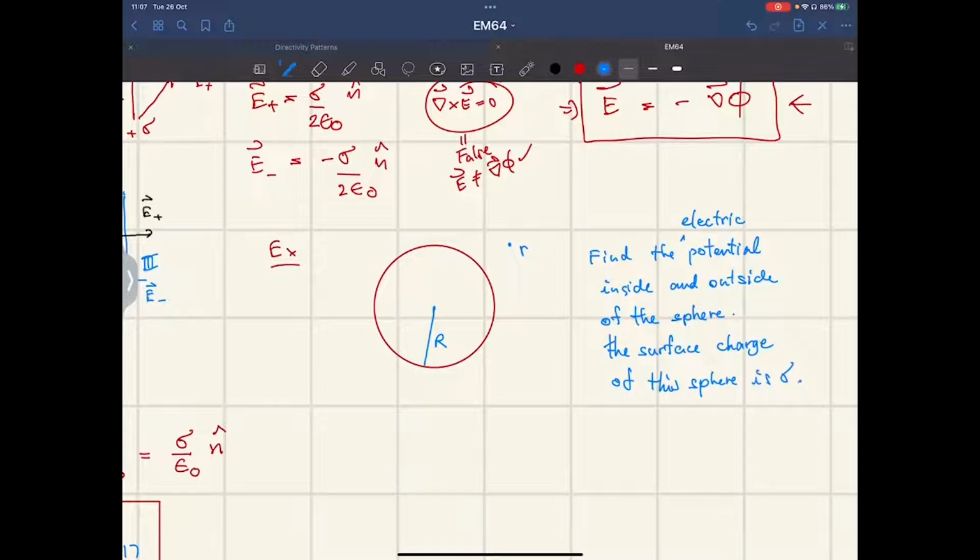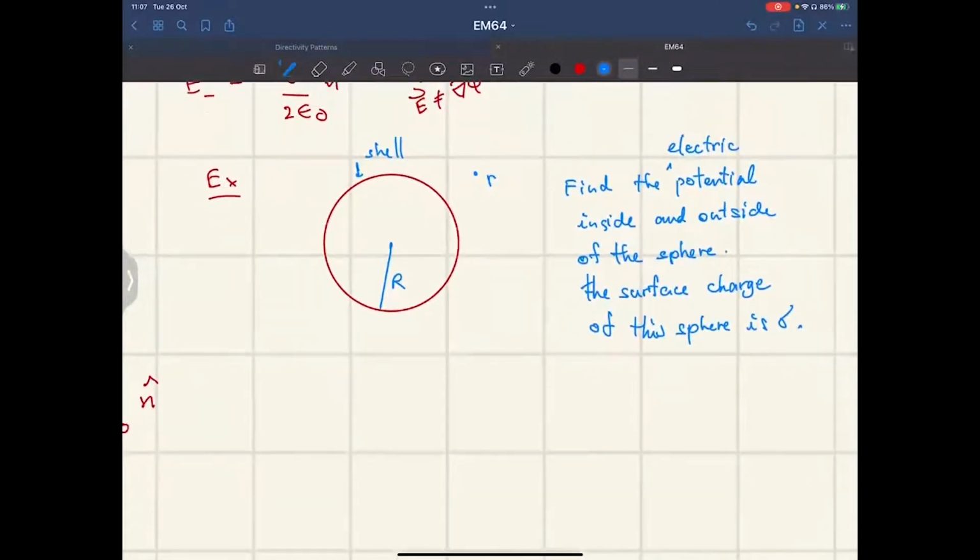Okay. The surface charge of this sphere is sigma, the same thing, and uniform. So it's distributed evenly on the surface of this sphere. It's a shell. We only consider the shell here. It's not a solid sphere, it's the spherical shell. Okay. So what are we going to do here?